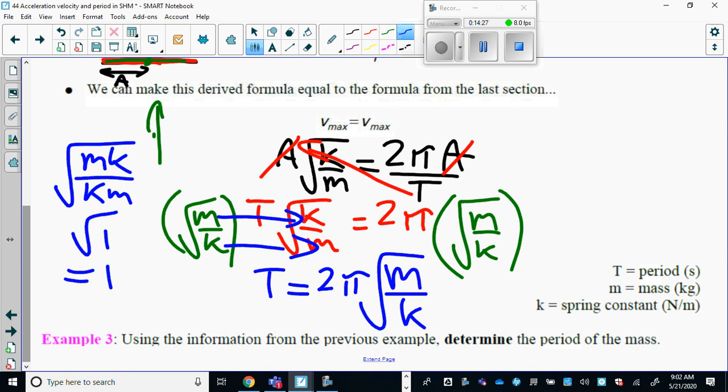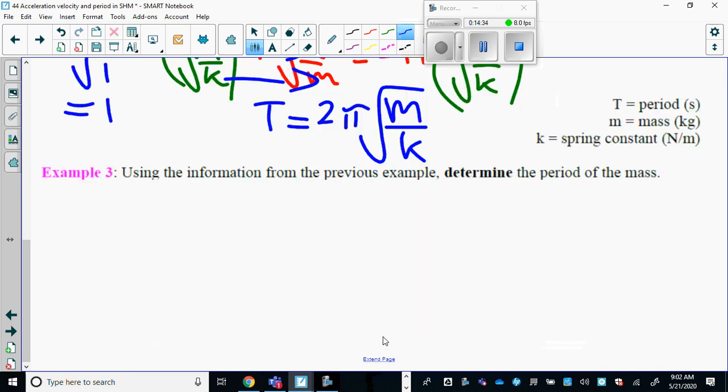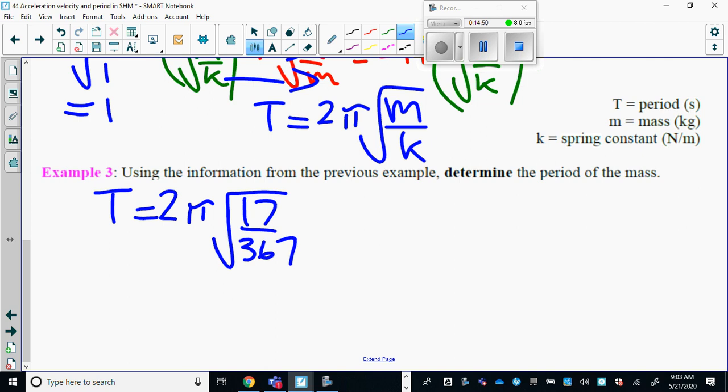And that one is on your formula sheet, so you don't have to know how to derive it, but we just did it. And then example number 3 says, using the information from the previous example, determine the period of the mass. 2 pi, the mass was 17, the spring constant was 367. 1.4 seconds is the answer to that question. So that is how to calculate the period of a mass on a spring.